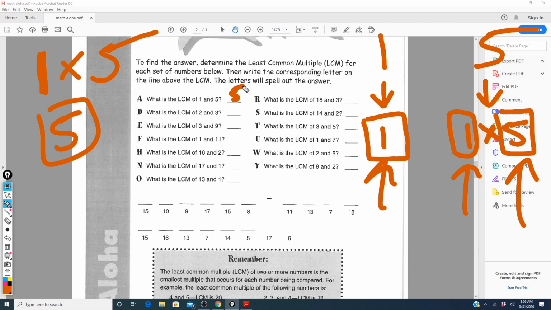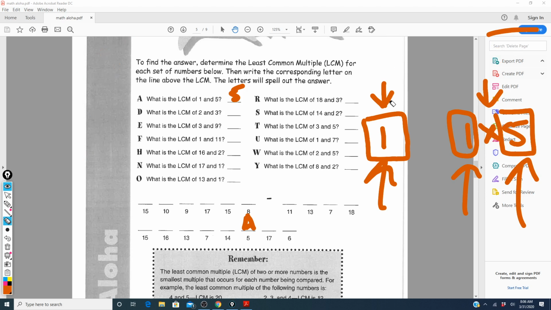So down in your little riddle that you have right here, you should have an A written right there. So let's continue. Let me get off of this stuff here.